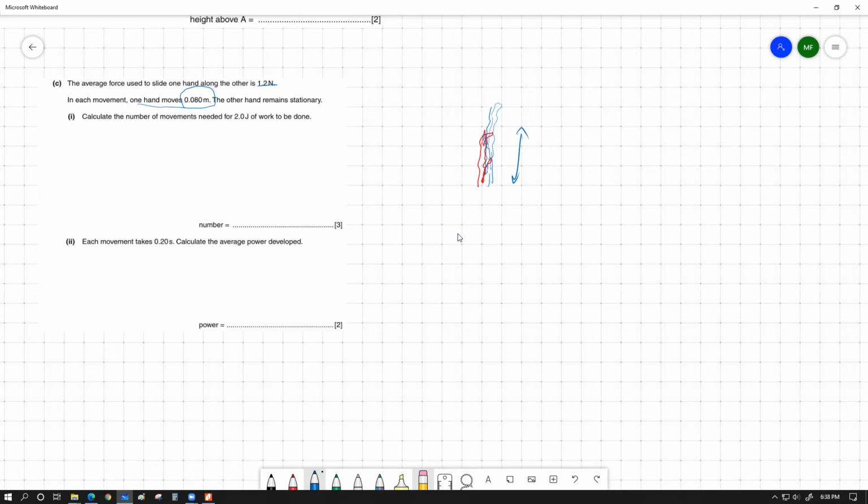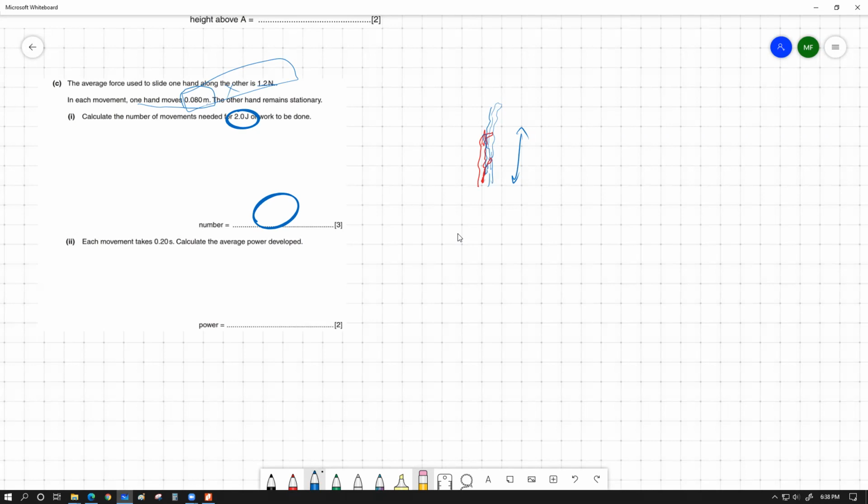That's one movement. Not the full cycle is not one more. In one full cycle, going up and down or going away and close, that is two movements. In one movement, you are going to do this much amount of work, which is the product of these two values. And then you just divide 2.0 joule by that number to get how many movements are required.